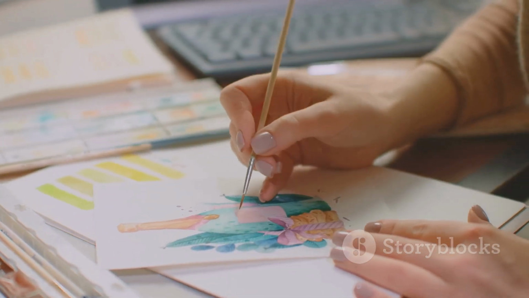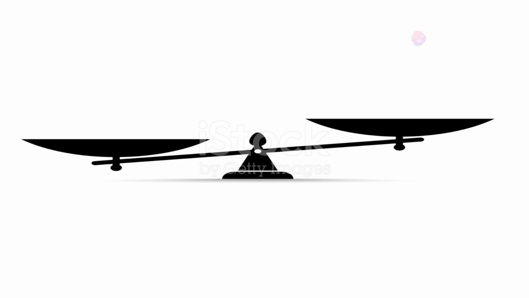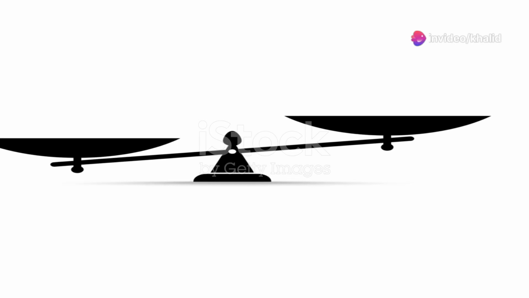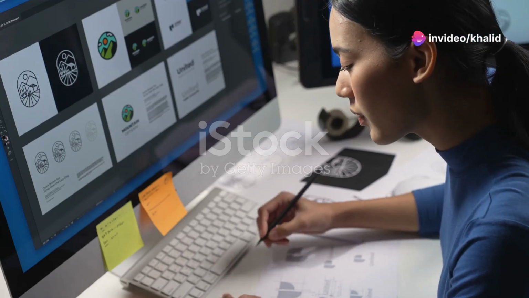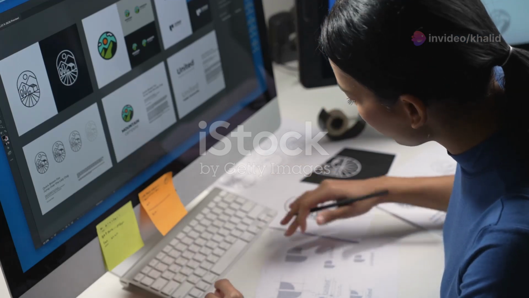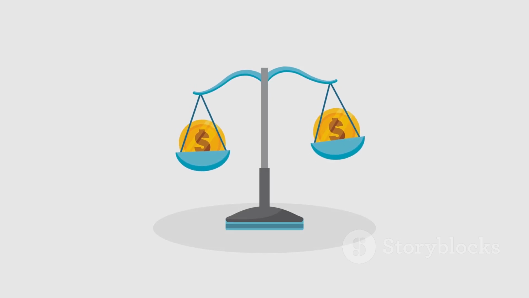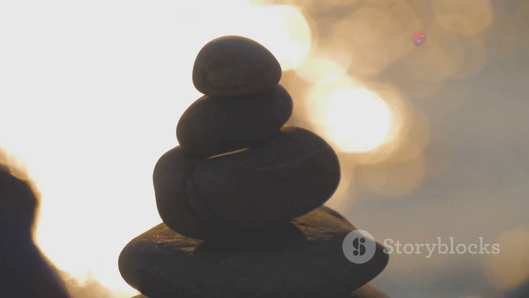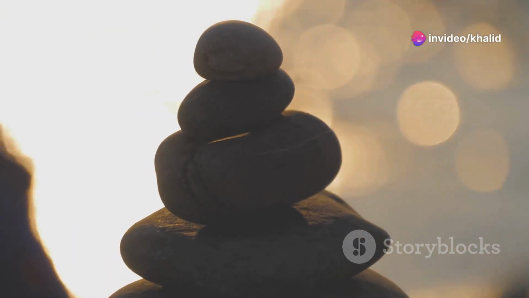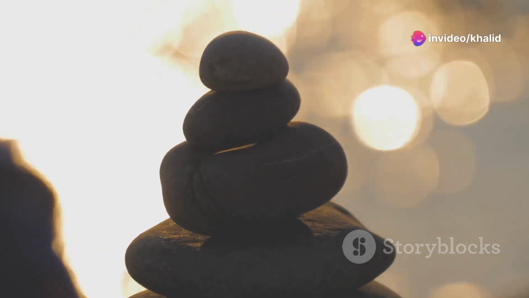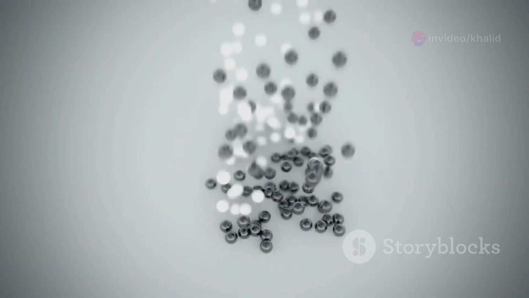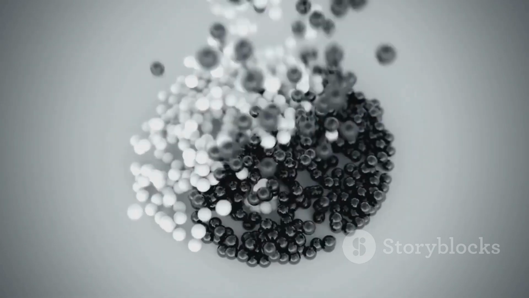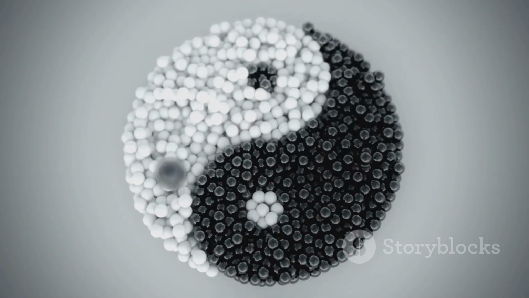Now let's dive into finding balance in design. Balance in design refers to the distribution of visual weight in a composition. It's about creating a sense of equilibrium and stability, making the design feel comfortable and visually appealing. There are two main types of balance: symmetrical and asymmetrical. Symmetrical balance involves mirroring elements on either side of a central axis, creating a sense of formality and order. This type of balance is often found in traditional designs and conveys a sense of stability and trustworthiness.